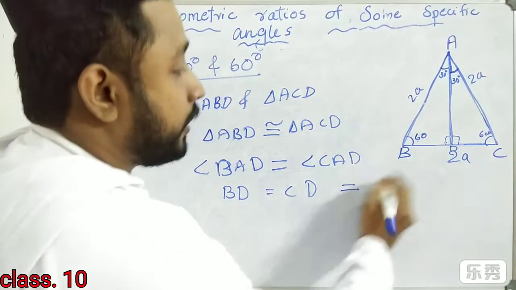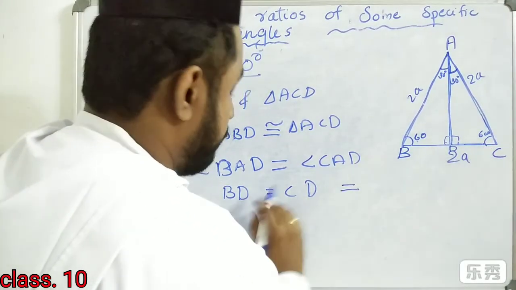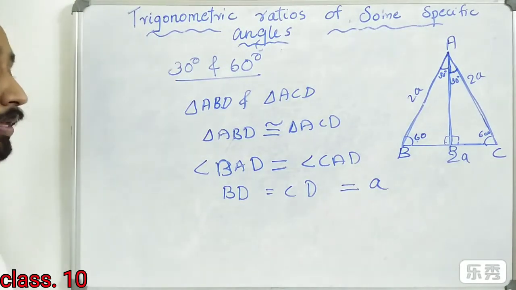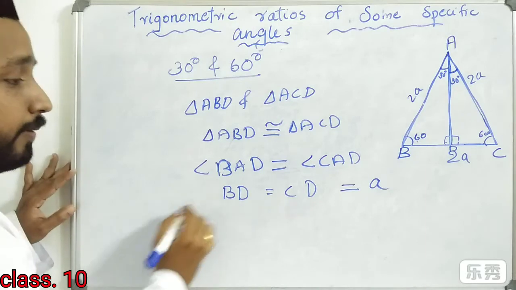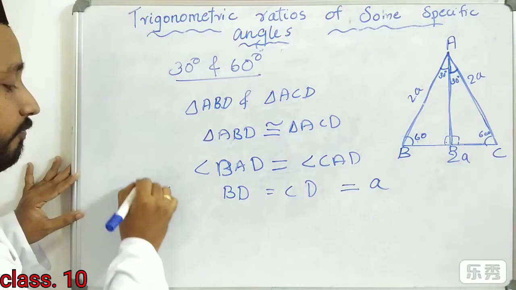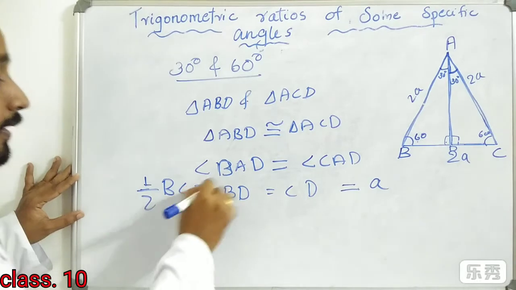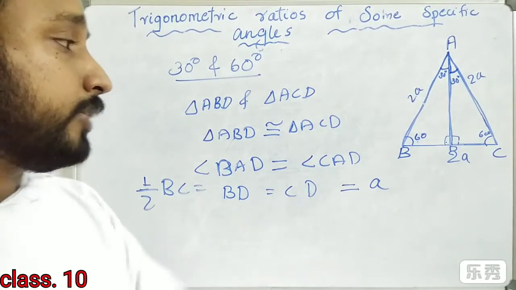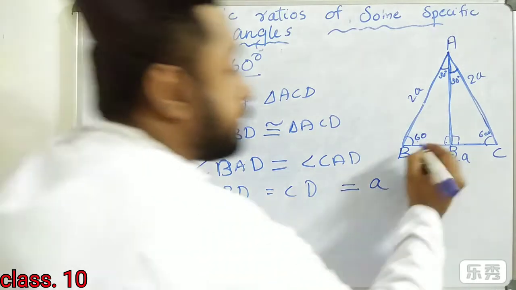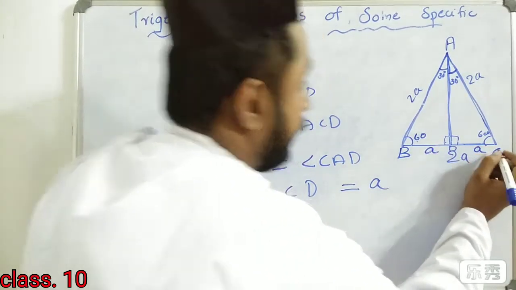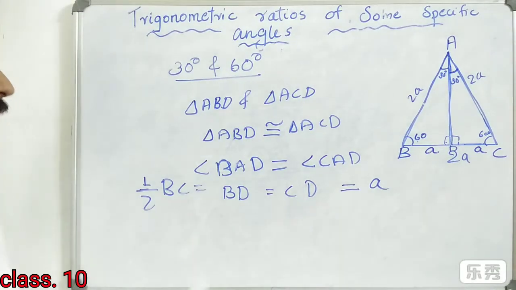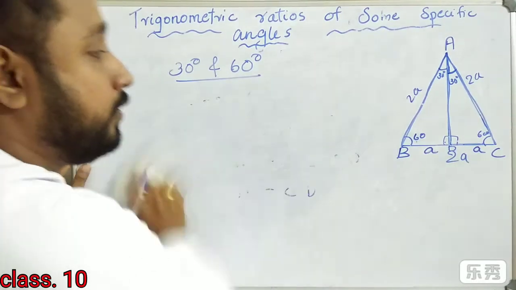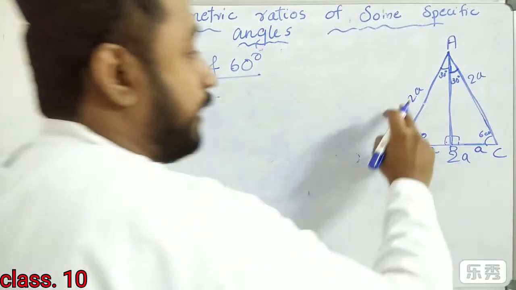So BD is equal to CD, the total is 2A. So BD is equal to CD is equal to A. Total length BC is 2A. Therefore, BD is equal to half of BC. Therefore, half of BC equals BD equals CD is equal to A. So we got this as A, this also A. Now we are going to define 30 degree and 60 degree. So this is 2A. This is A.